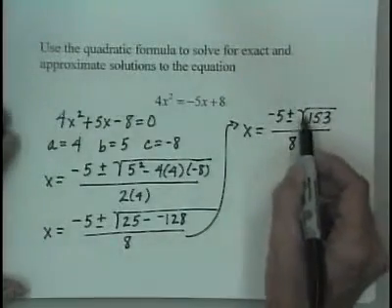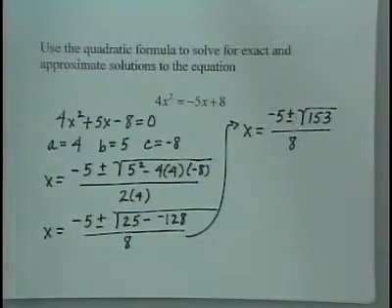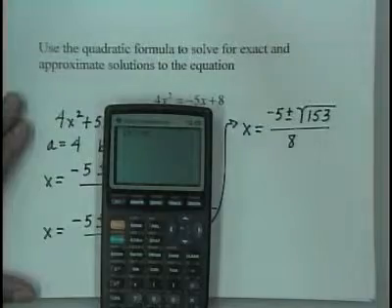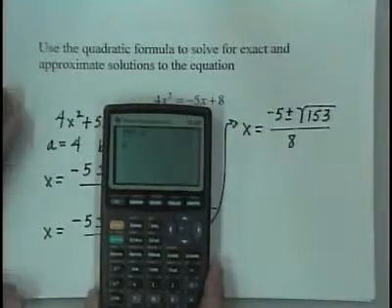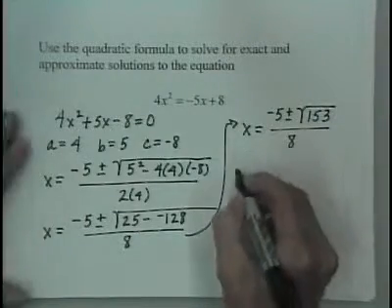Actually, let me think about 153 for a minute. 153 might be divisible by 9, so I shouldn't jump to conclusions. Let's try that. 153 divided by 9 is 17, so I'm wrong. It's not a prime number. We need to continue to simplify.